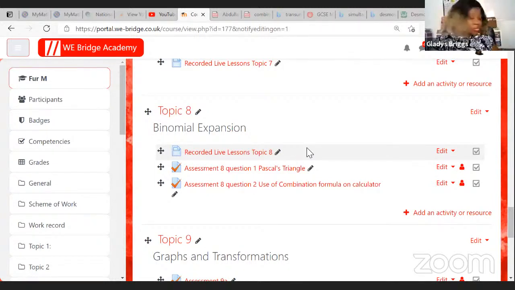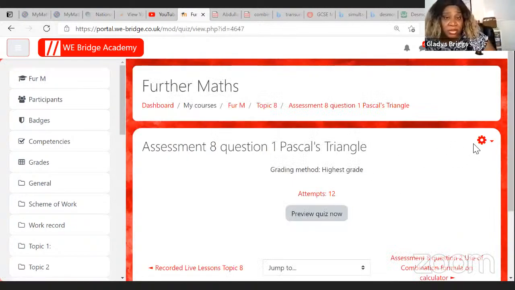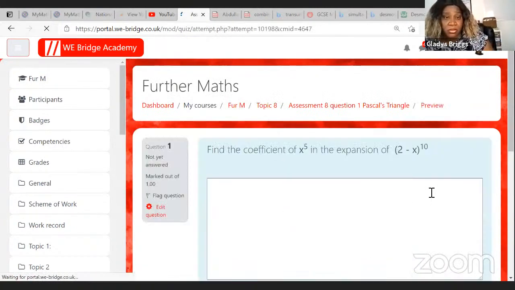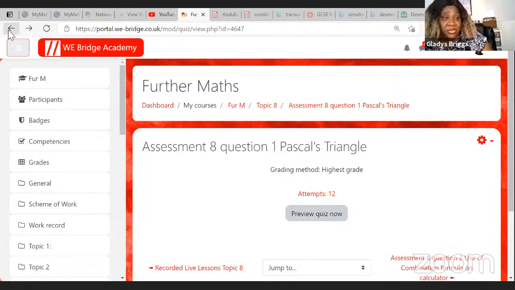Okay, you had to do the Pascal's triangle one. So you had to do that to find the coefficient of x to the power of 5 in the expansion. Yeah, right. So we need to have a look at what we did in class again to do that.